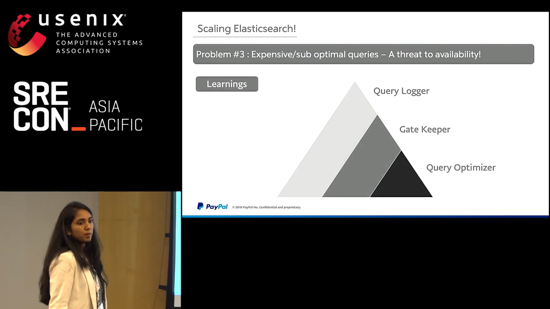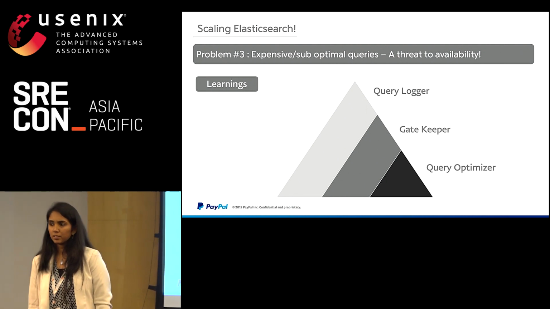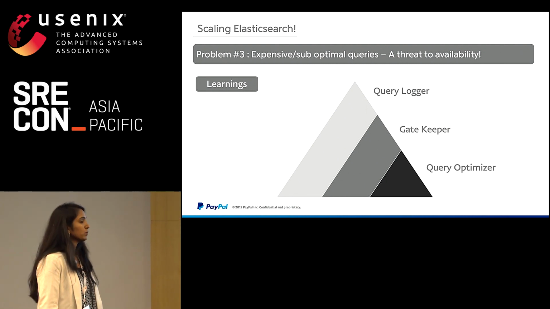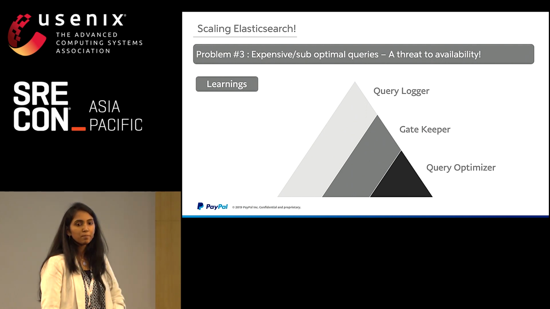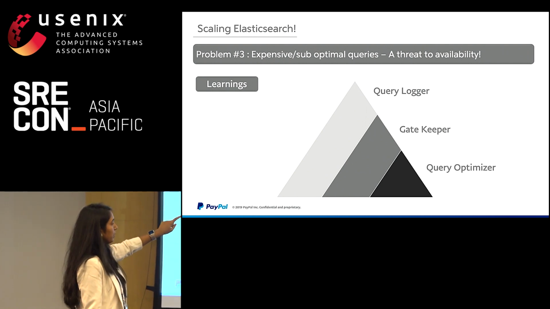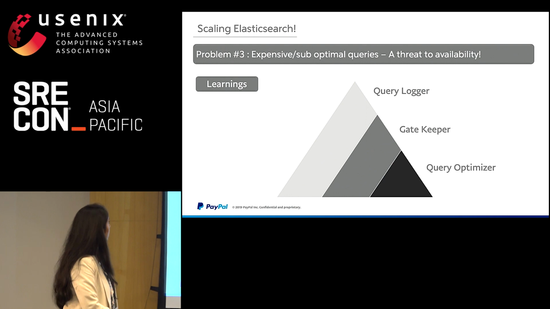So these were a few common problems that I was suggesting in terms of example queries, and there are numerous other things which I can keep talking about from all the experiences that we had. That gave us 3 learnings, 3 byproducts I would say. One is a query logger, another one is a gatekeeper, and the third one is a query optimizer. Let's go in order.